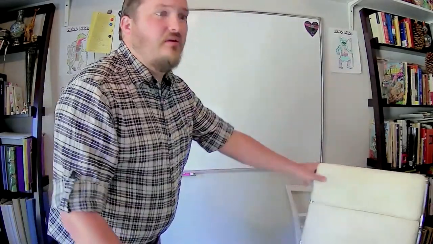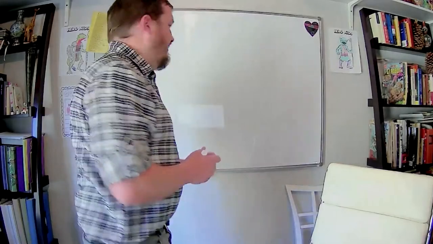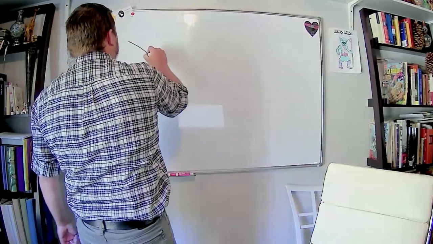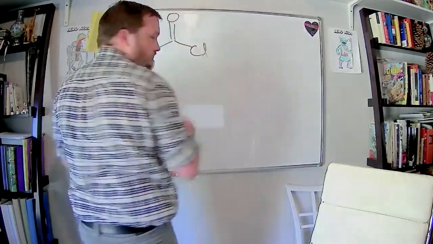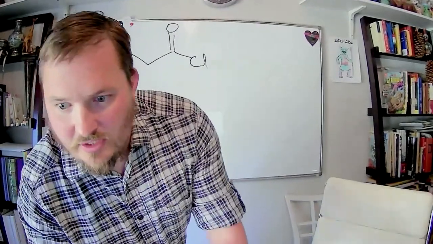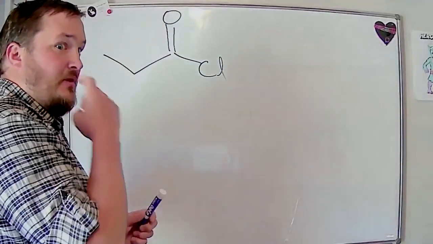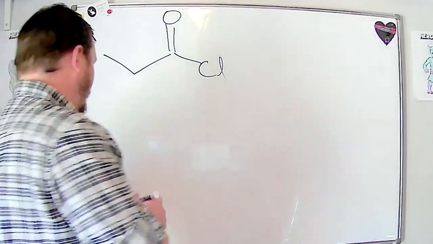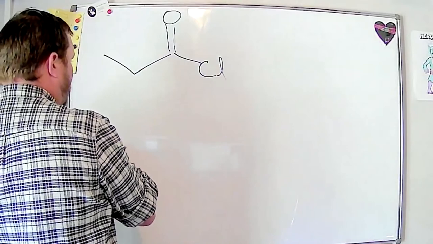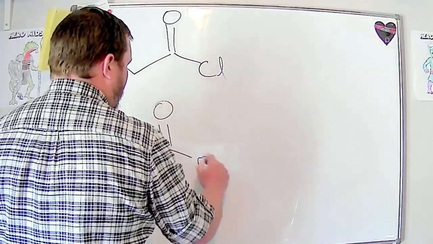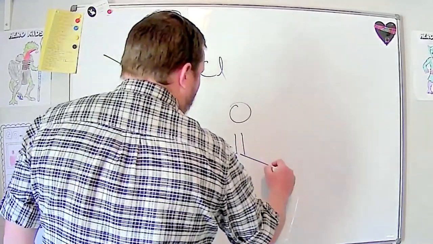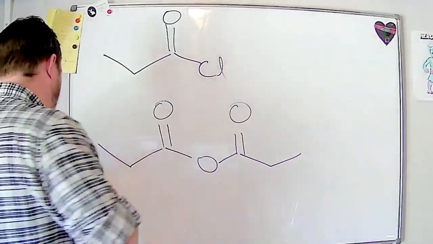All right, so for A, if we're looking at the reactants, we can see by the fact that we're looking at the deprotonated form of propanoate that we're under basic conditions. So with that in mind, let me get this set up to minimize the glare so you guys can see what's going on. So here is our propanoyl chloride. And then we have the propanoic anhydride. That's going to be our product.